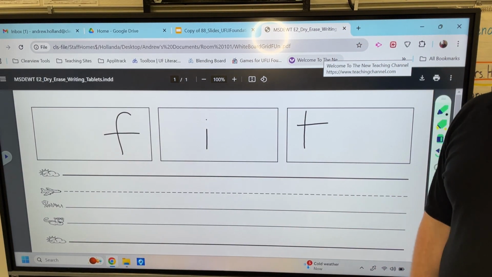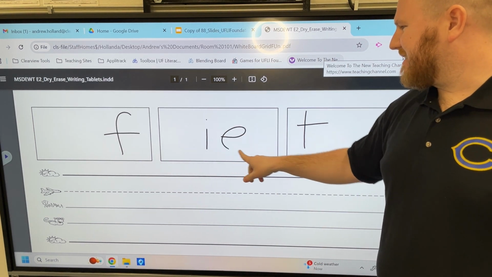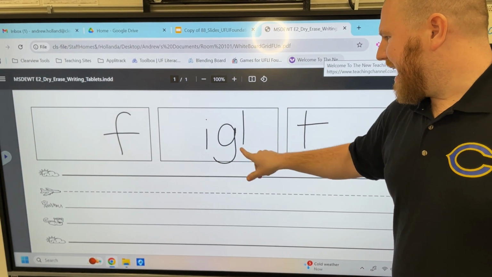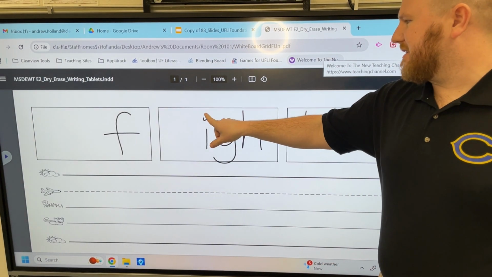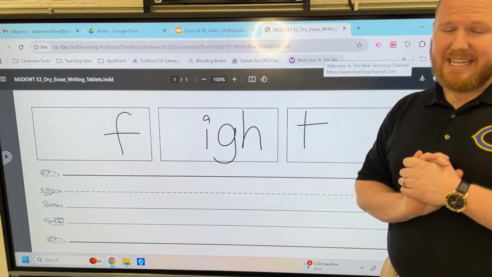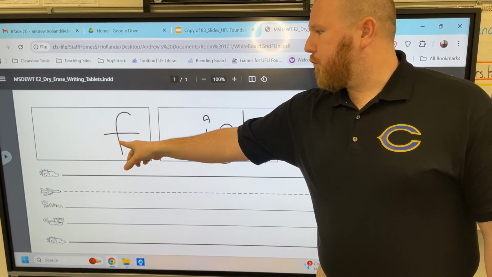No, that doesn't say fight. That says fit. So should it be like this? No, that doesn't look right either. So I-G-H. Very good. Fight. Okay, now we're going to change fight to flight. I don't want to miss my flight. Full.